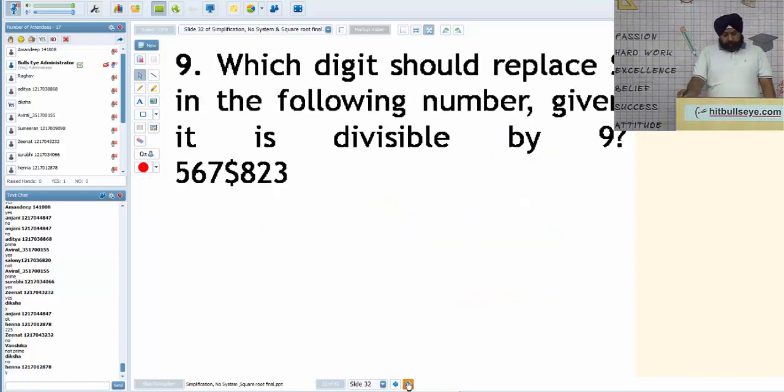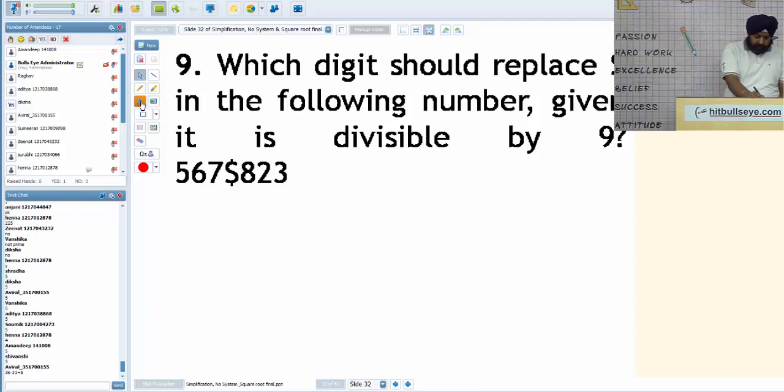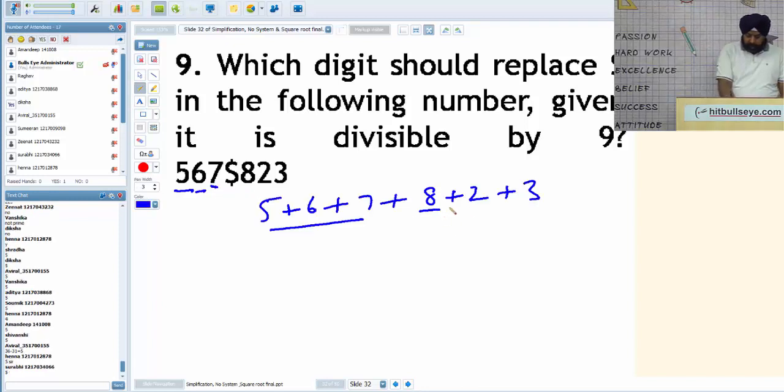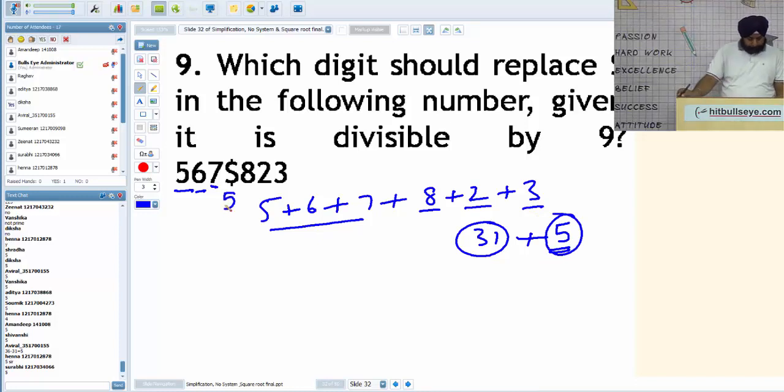Which digit should we replace with a dollar in the following number, given it is divisible by 9? I hope we have discussed this concept. The sum of digits, SOD, should be divisible by 9. Vanshika says 5, absolutely. Hina says 4, but it's not 4, it's 5. 5 plus 6 is 11, 11 plus 7 is 18, 18 plus 8 is 26, and 2 is 28, and 3 is 31. So 31 should be increased to make it divisible by 9. So 36 minus 31, that is 5.